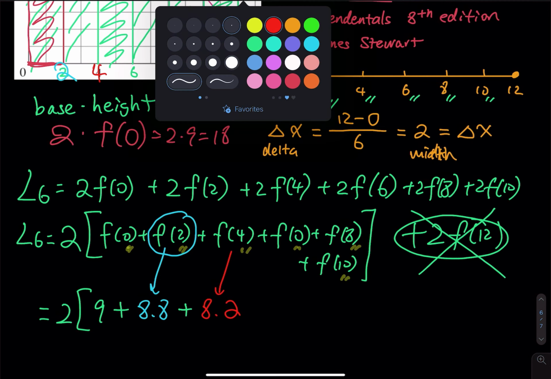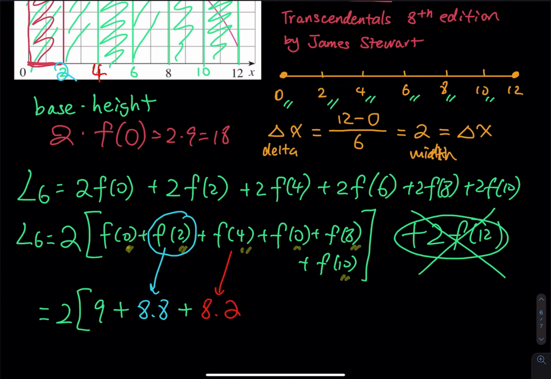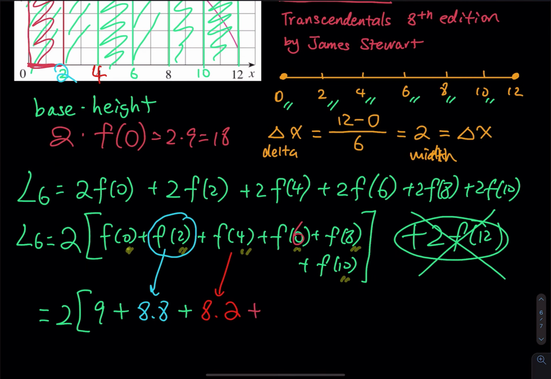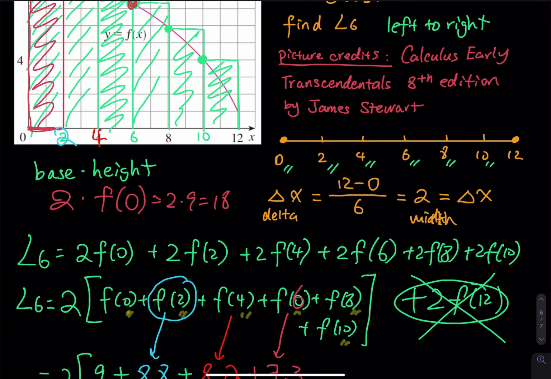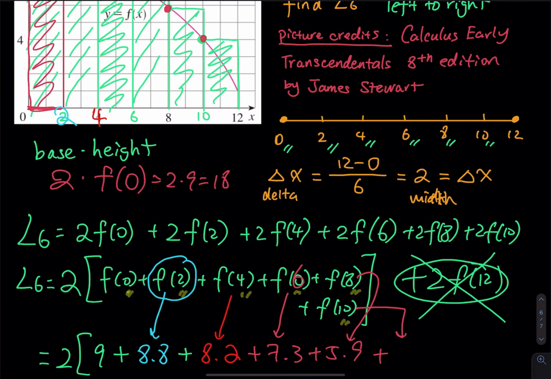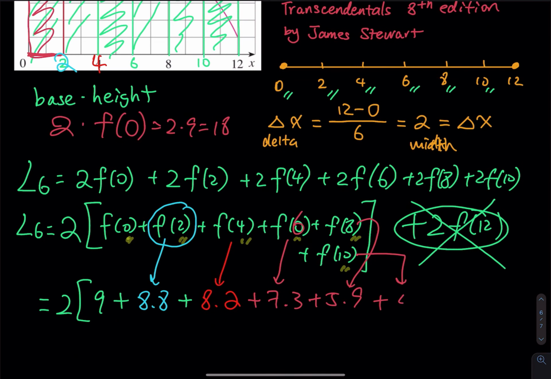When x is equal to 6, we have a point right here. That is around 7.3. And then when x is equal to 8, right here, y is around 5.9. And then finally, when x is equal to 10, we have 4.1. That is a little bit higher than 4, so I call this 4.1.